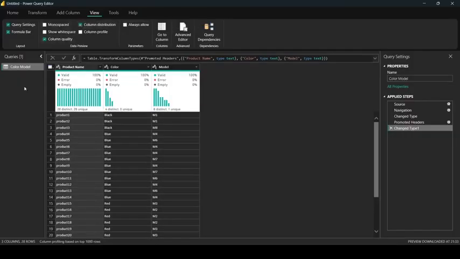distribution. On the column distribution, there are two options. The first is distinct and the second is unique. So basically unique tells us about the unique values in a column, and distinct is how many different values in a column regardless of how many times they appear.